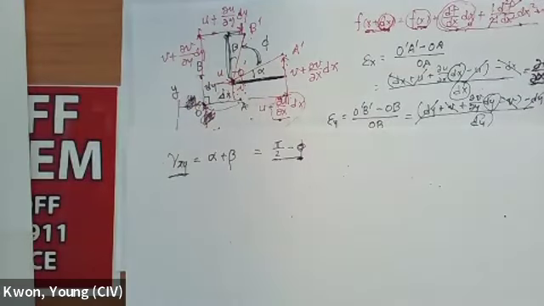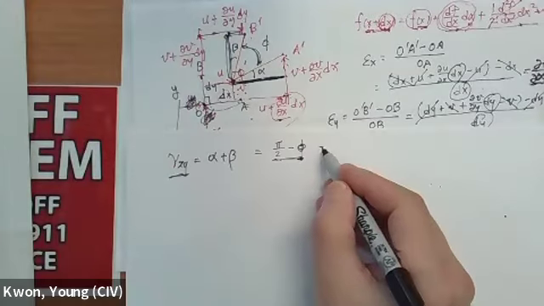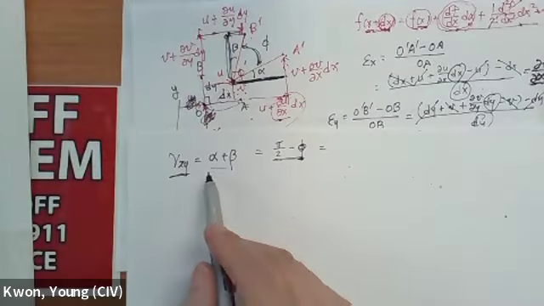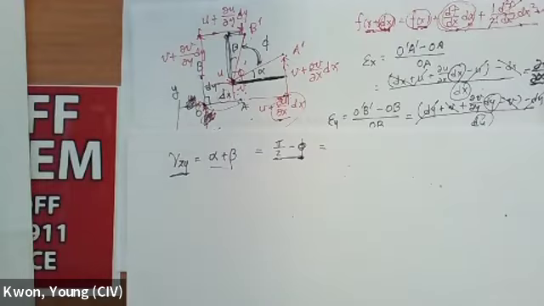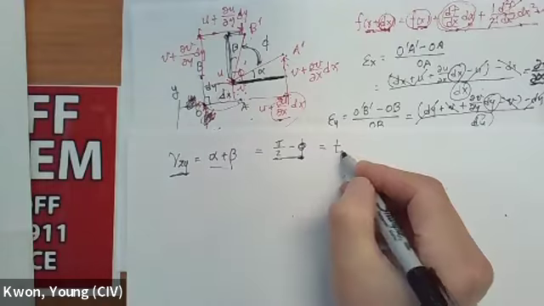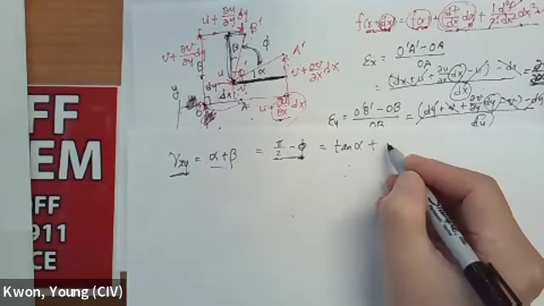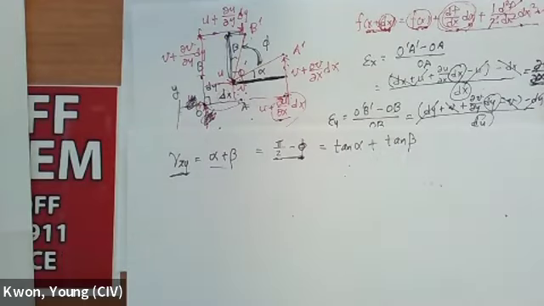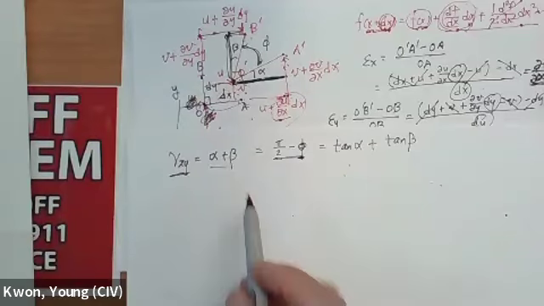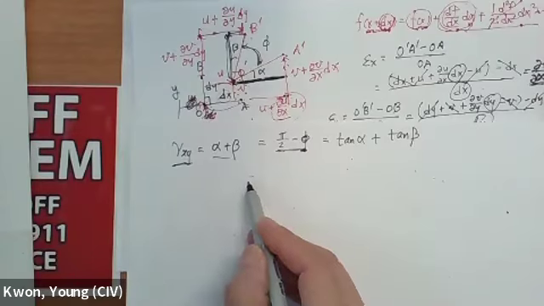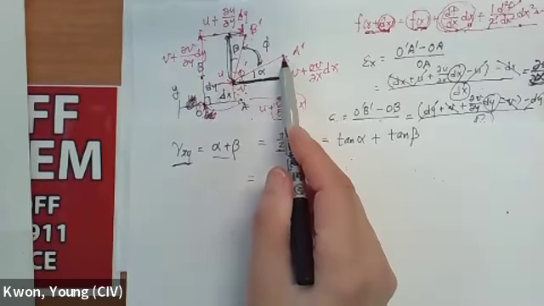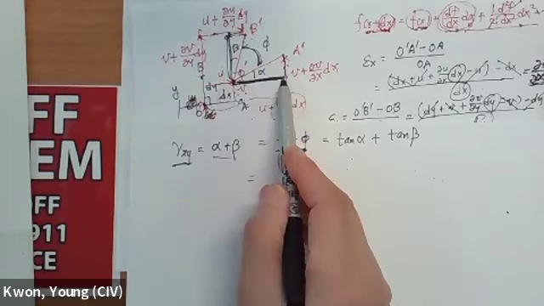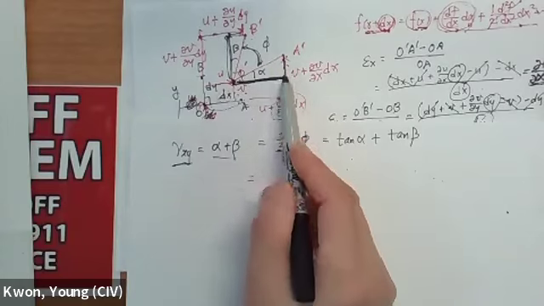Alpha plus beta, as long as alpha and beta are small quantities, you can say alpha is going to be tangent alpha and beta is going to be tangent beta, right? As long as alpha and beta are small quantities. We are talking about very small deformation. Correct? Then, what is tangent alpha? Tangent alpha is going to be this divided by that. Right? This divided by that.